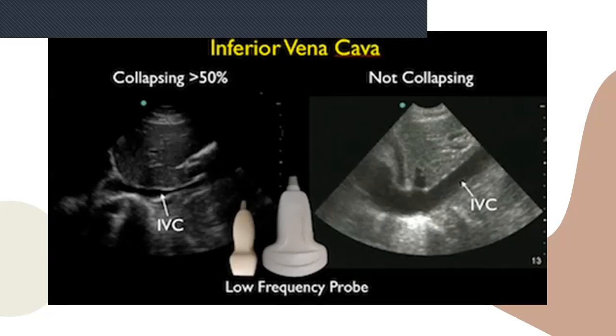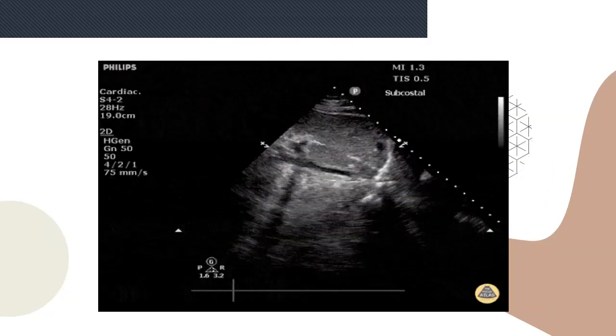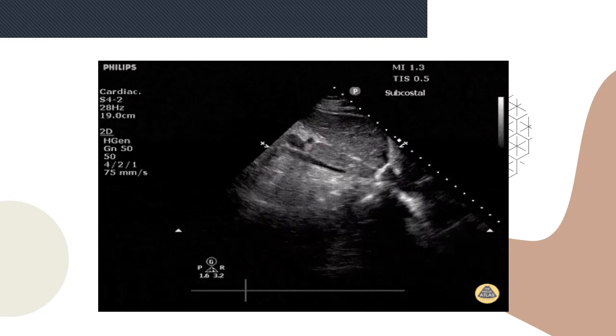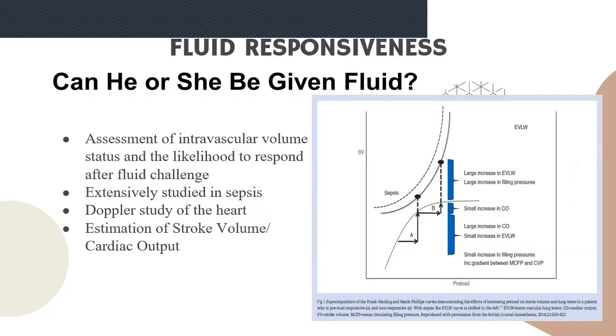If the patient is coming in tachypneic, tachycardic, hypotensive, but then you see that the IVC is super distended, but the patient has no heart problem, then you have to think, was it an IVC or was it the aorta? Okay. So as you can see here, the IVC is pretty much collapsed, kissing. Okay, so fluid responsiveness. Fluid responsiveness is whether the patient can be given fluid. Can he or she be given fluid?